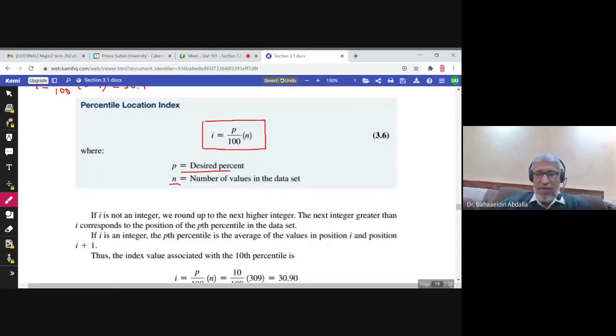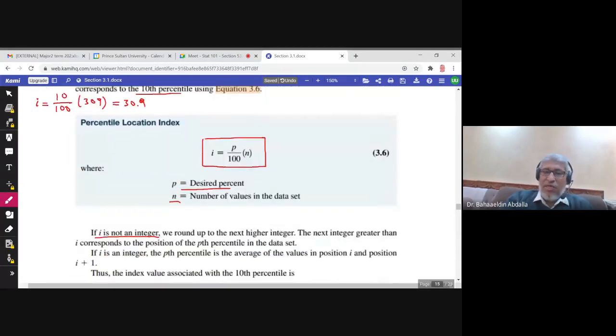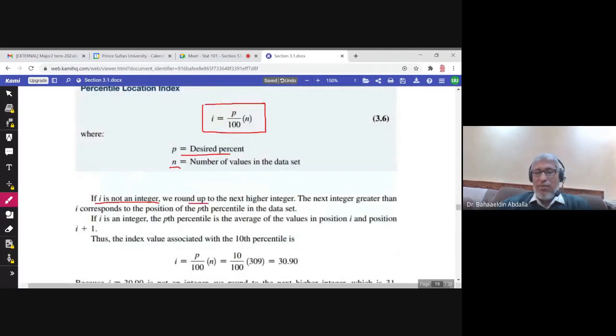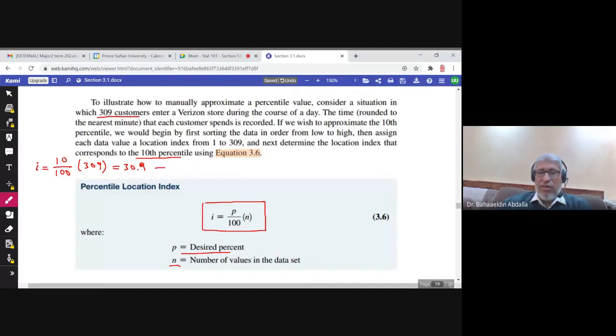Okay, what happens after I evaluate the index? Now, if the index is not an integer, which is the case here, 30.9 is not an integer, you round up to the next higher integer. Okay, so i would be 31. So the 10th percentile, P10, would be in the 31st position.